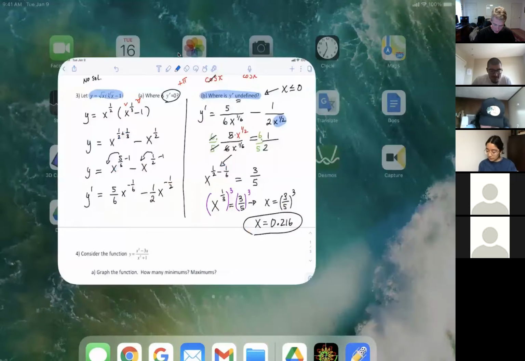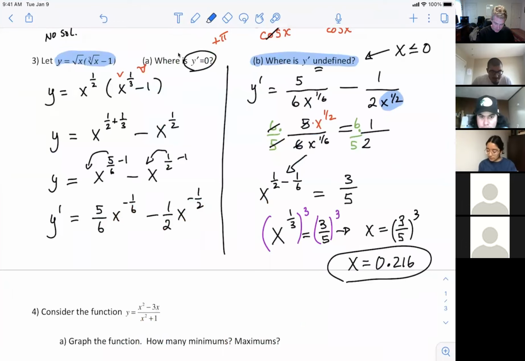Okay, so the 0.216 was correct. I'm even going to highlight it in yellow. I got it right.